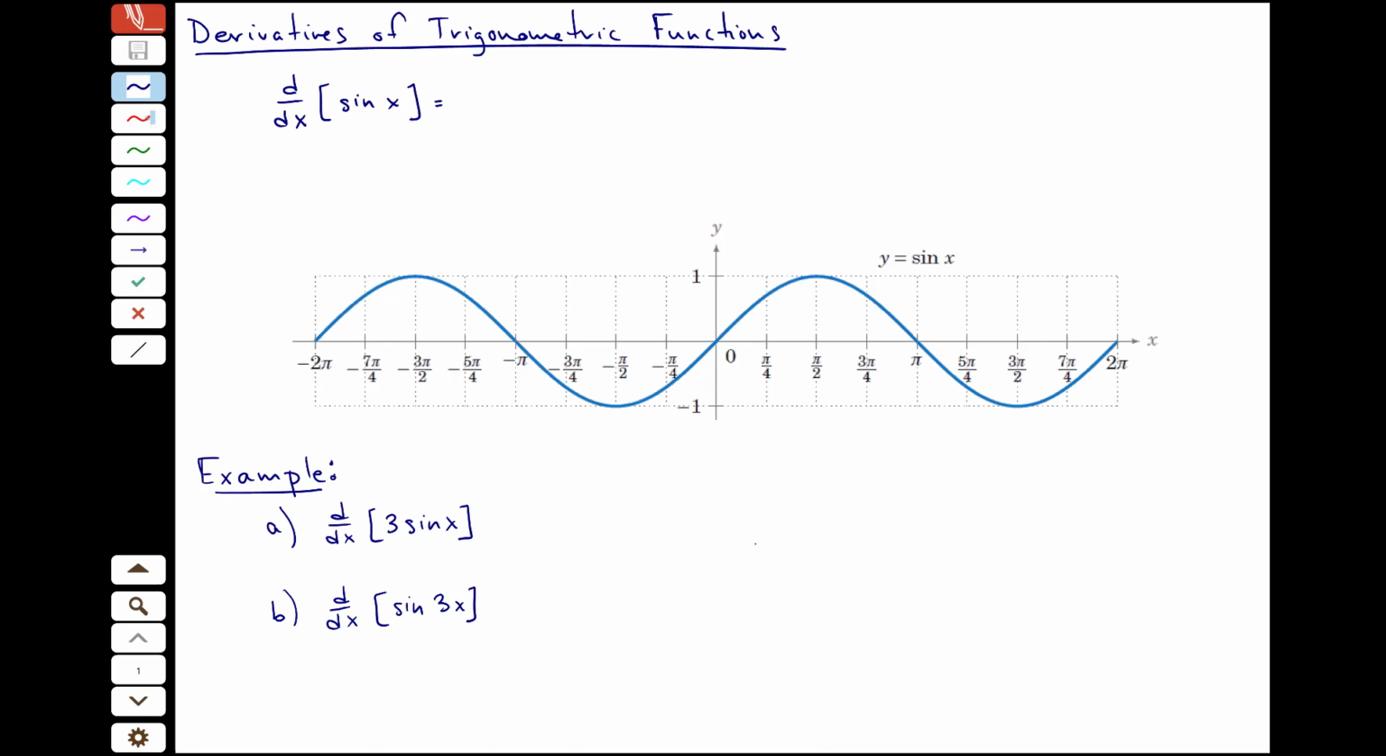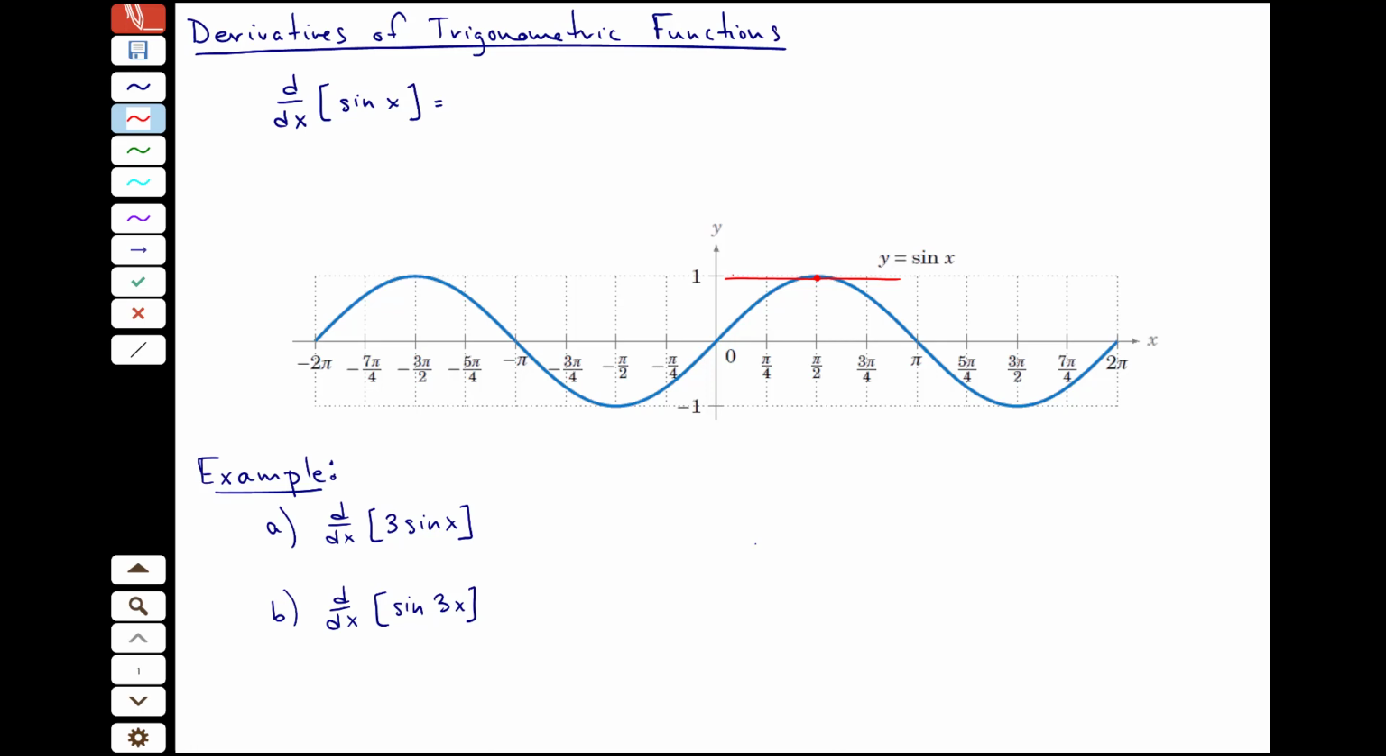So let's begin by discussing the derivative of sine of x. I think the best way to understand the derivative of sine x is to actually look at the graph of sine x and consider what the tangent line looks like at different points. Remember, anytime we have a local min or a max on our function, we have a horizontal tangent line. So for example, when x is equal to pi over 2, we have a horizontal tangent line, and what that means is that it has a slope of 0.